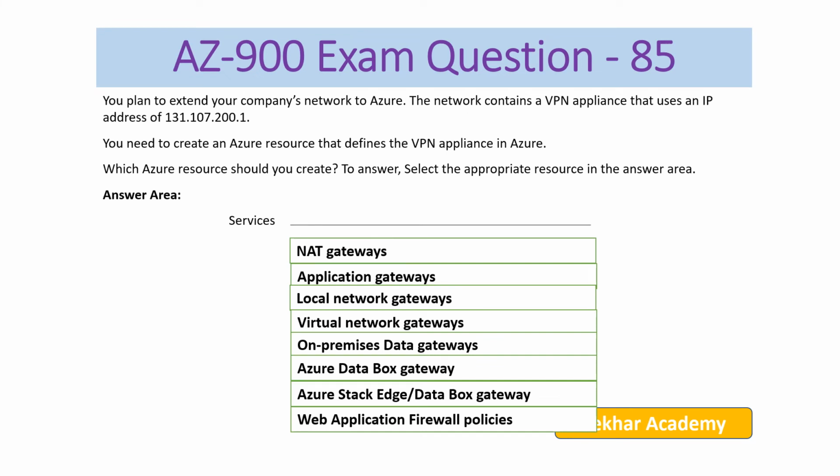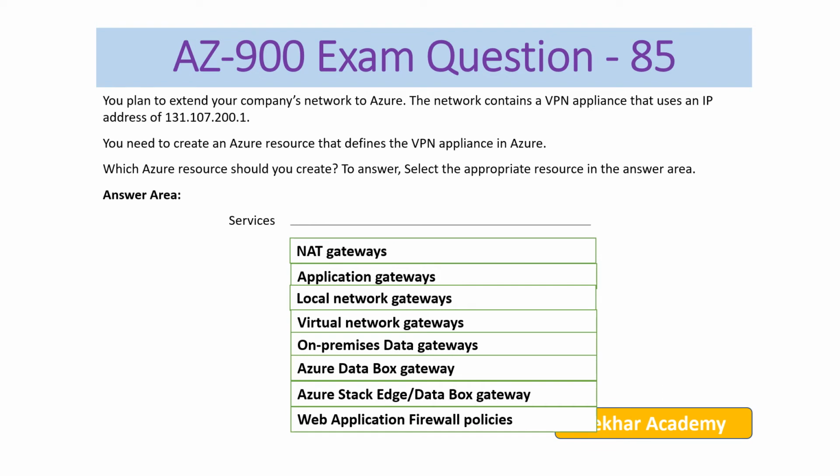AZ-900 exam question number 85. You plan to extend your company's network to Azure. The network contains a VPN appliance that uses an IP address of 131.107.200.1. You need to create an Azure resource that defines the VPN appliance in Azure.